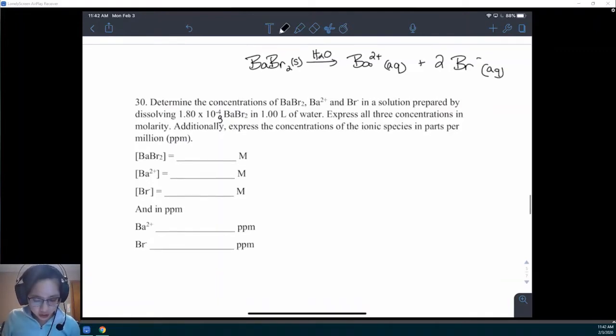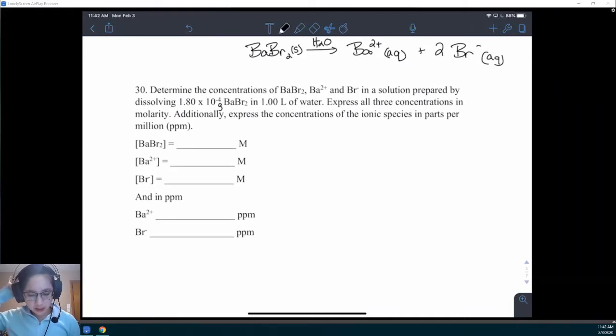Determine the concentration of barium bromide, barium 2 plus, and bromide in a solution prepared by dissolving 1.8 times 10 to the negative 4 grams of barium bromide in 1 liter of water. Express all concentrations in molarity, and then additionally express the concentrations of the ionic species, the cation and anion, in parts per million, or ppm. So let's just start with this first part.